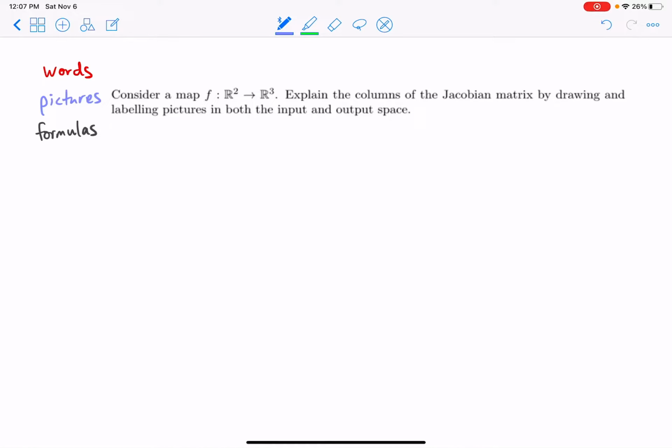Okay, hi everybody. So in order to integrate over surfaces like the sphere, we will need to look at just this case, and it's all going to be clear here, and it'll generalize to other dimensions. And we need to think about the columns of the Jacobian matrix. So first we just have some random map, so I will draw the input and output space.